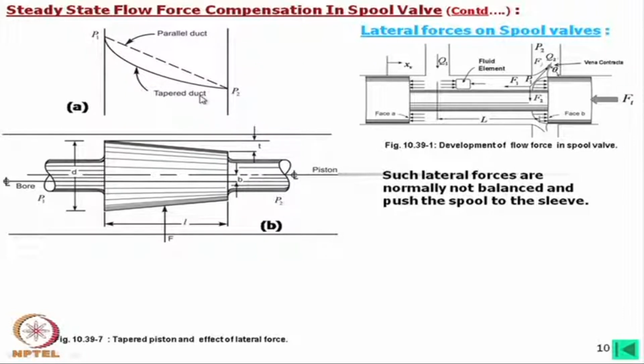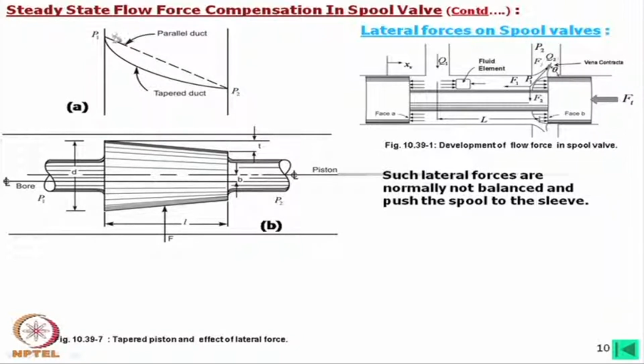Now, due to the tapered duct, what will we have? First of all, the spool axis is not matching with the bore axis. Suppose a small amount of lateral force is generated due to some reason. After that, if we imagine a ring over the periphery, then here might be the smallest distance, and here may be the largest distance. So we have a varying area over the periphery.